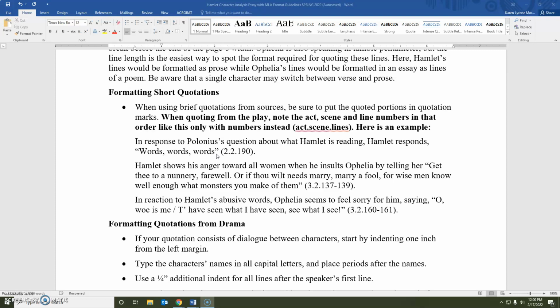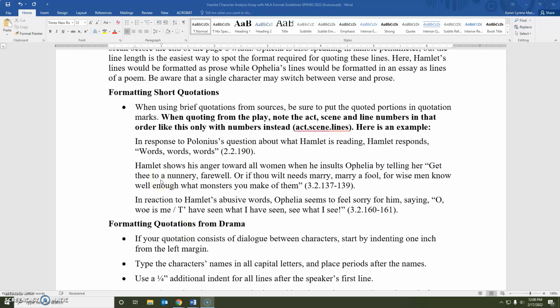Include the quotation. If it's a short quotation like this one, short meaning three or fewer lines, put no period at the end and put the period after the parenthetical citation. The parenthetical citation will include the act, Act 2, the scene, Scene 2, and line or lines. This is one line, it's line 190.